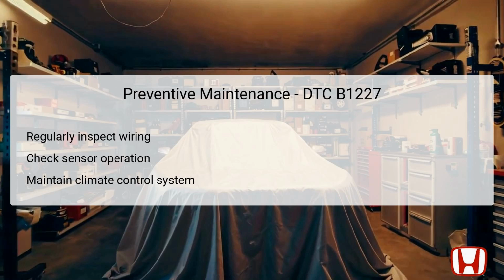Keeping the climate control system well maintained will not only improve overall passenger comfort, but also extend the life of the vehicle's components. Using protective coatings or materials on wiring can help guard against corrosion or damage due to environmental exposures over time. Taking these preventive steps will greatly reduce the likelihood of facing DTC reoccurrences in the future.